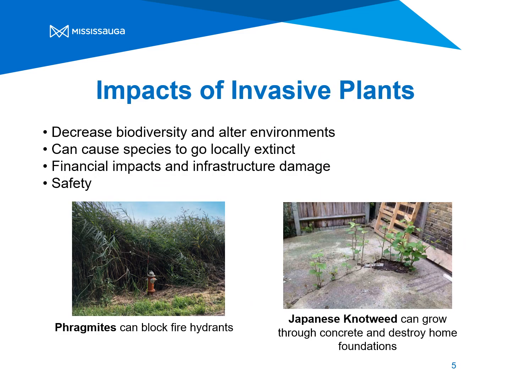Invasive species have many negative impacts. They can decrease biodiversity and alter environments, cause species to go locally extinct, cause financial impacts, damage infrastructure, and create safety hazards. The tall plant in the image on the left is called Phragmites, and it is expensive to control and can grow in such dense stands that it can block safety equipment such as fire hydrants. The image on the right is of the invasive plant Japanese knotweed, and you can see that it can grow through concrete and destroy home foundations.